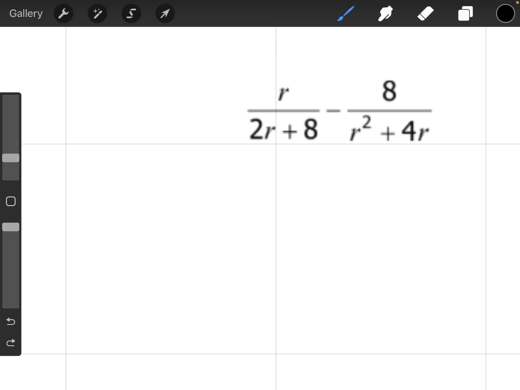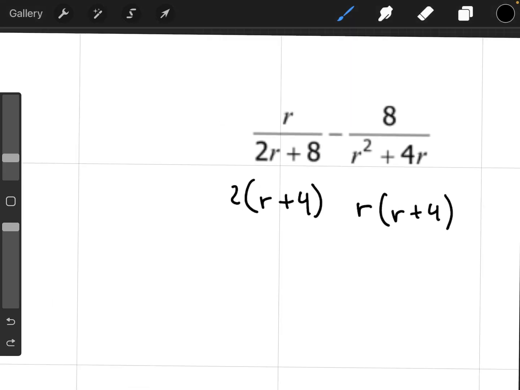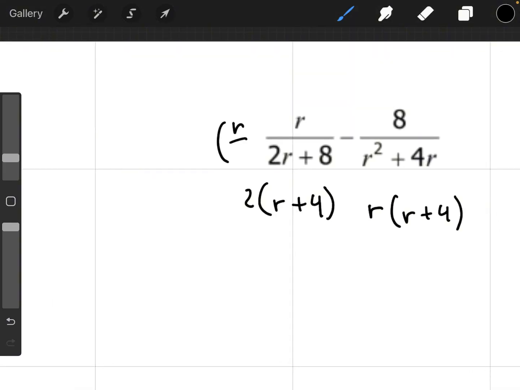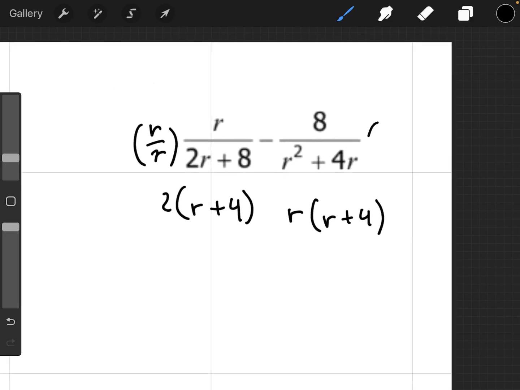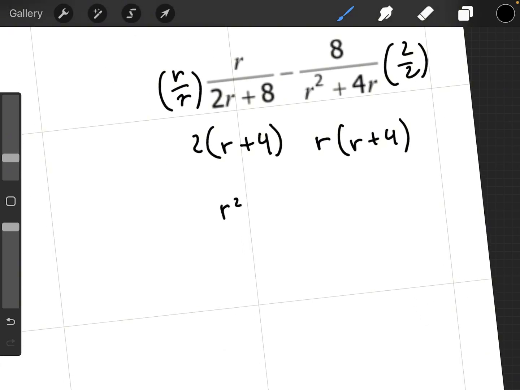The second example, the bases are also unlike, but we can factor things out to make it easier to see. So we can factor out a 2, so we are left with r plus 4, and we can factor out an r on this side, and we're left with r plus 4. Now see here, this part of the term is equivalent, but these parts are not. So we'll multiply this entire term by r over r, and this entire term by 2 over 2.